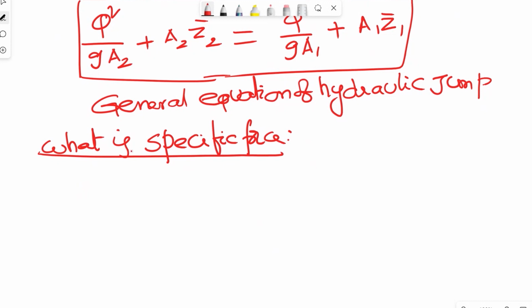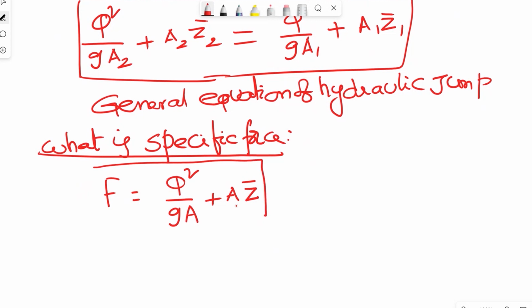What is specific force? Specific force F is equal to q square by gA plus A z bar. This is what specific force means, and this is the equation for specific force.